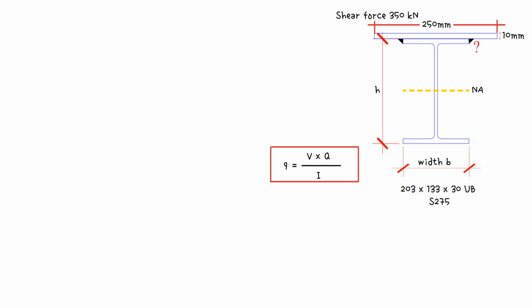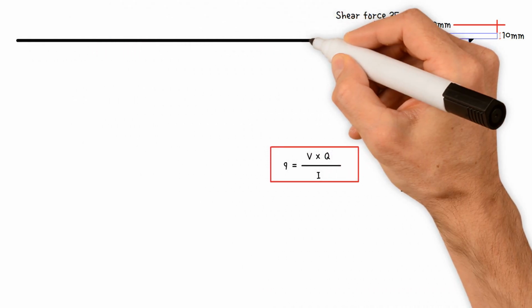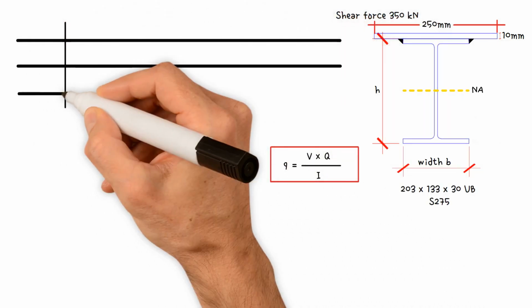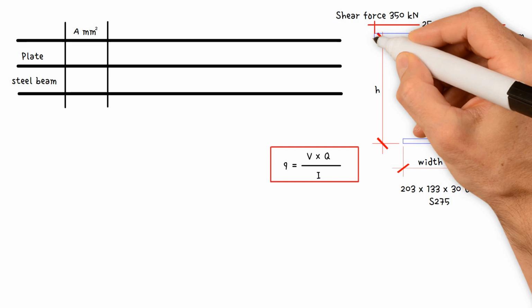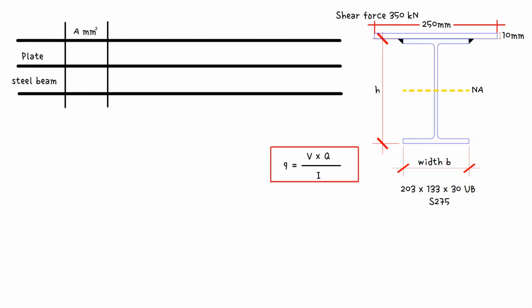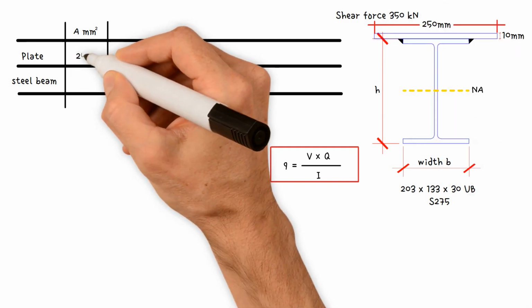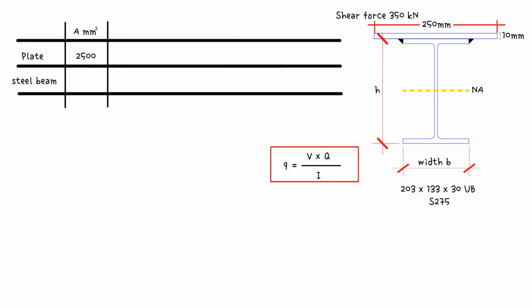First, we need to determine the section properties. Determine the neutral axis's location, and the moment of inertia I of the entire cross-sectional area about the neutral axis. To make things easier, we'll build a table to help us record our findings. We have a plate, and we have a steel beam. What we need to do is to find the areas for each of these. The area of the plate is the width 250 mm, times the thickness 10 mm. This gives us a value of 2,500 mm squared.